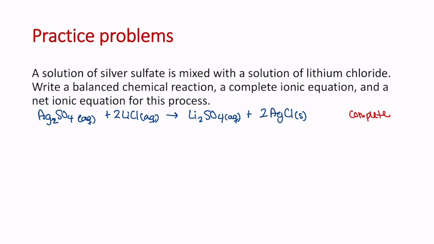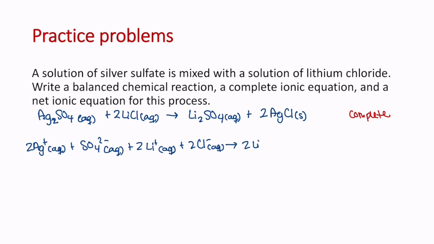the aqueous solutions into their ions. So we have two silver ions plus a sulfate ion plus two lithium ions plus two chloride. The lithium sulfate is aqueous in our product side, so that is going to also break up. So we're going to have two lithium ions plus sulfate.